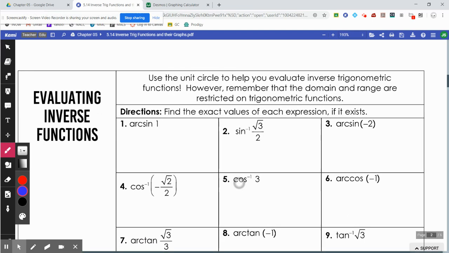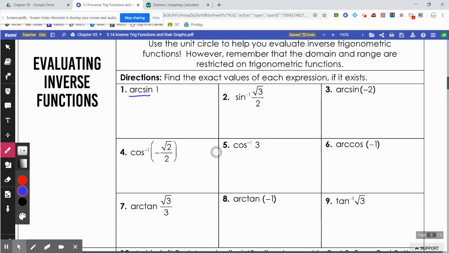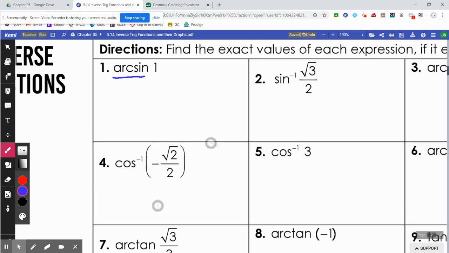Okay, evaluating inverse functions. We're going to use the unit circle to help evaluate these trig functions. Remember, however, that the domain and range are restricted on trig functions. So when I find the arc sine, sure, we could plug it straight into the calculator, but we need to use this as practice to remember what is the inverse sine of 1? What is the inverse sine of √3 over 2? Those exact values we really need to know. So let's start out with number 1.